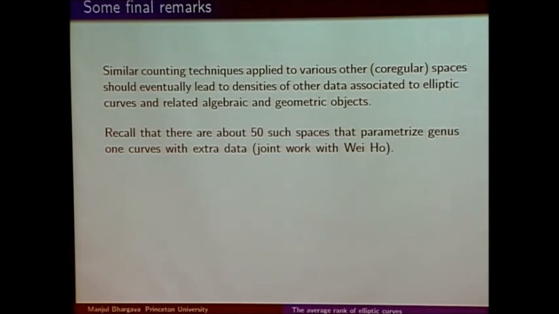Well, 0% of them will be torsion, because you don't expect that. So if you take the family of all elliptic curves with 2 marked points, 100% of them will have rank at least 2. Okay, I think I'll stop there.